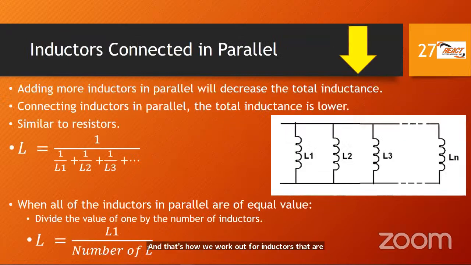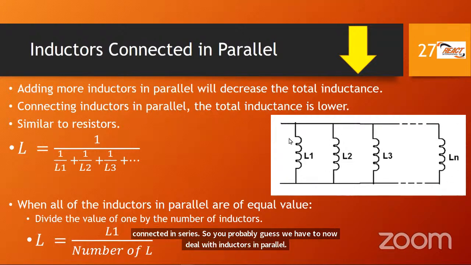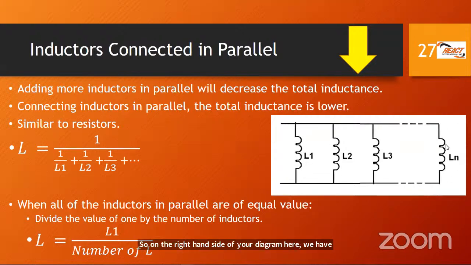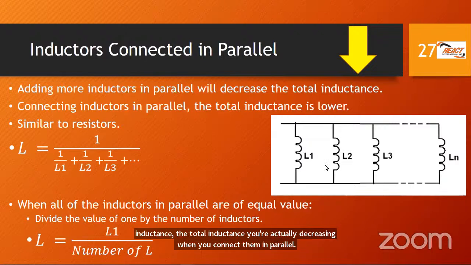So you probably guessed we have to now deal with inductors in parallel. So on the right-hand side of your diagram here, we have these inductors or coils L1, L2, L3, and so on. And they're connected in parallel, right? Similar to how we had the resistors connected in parallel. This is what parallel circuitry looks like. Thing is, when we add them up like this, you actually end up with a total that is lower inductance, right? So similar to resistors, when you add more inductors, you're not increasing the total inductance, you're actually decreasing when you connect them in parallel. If they were in series, yes, you'll be adding up the inductance.